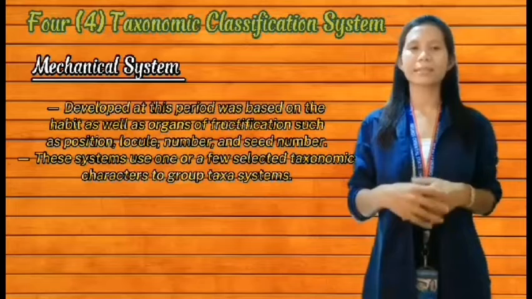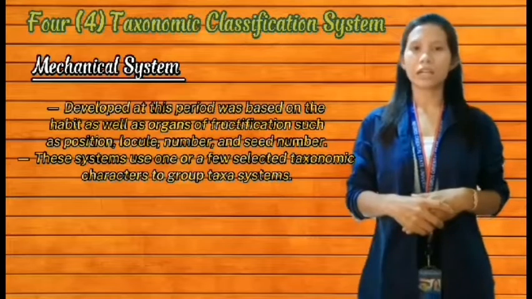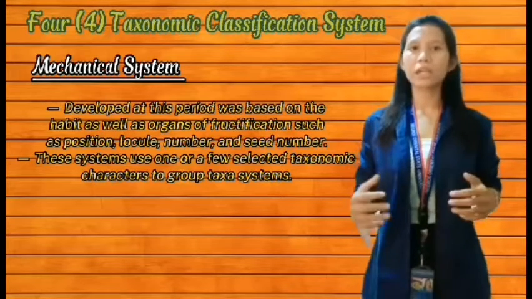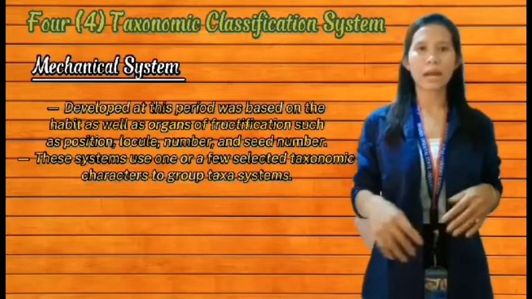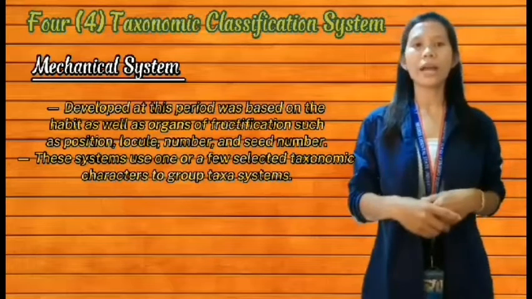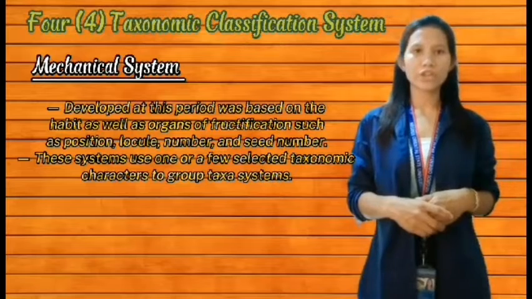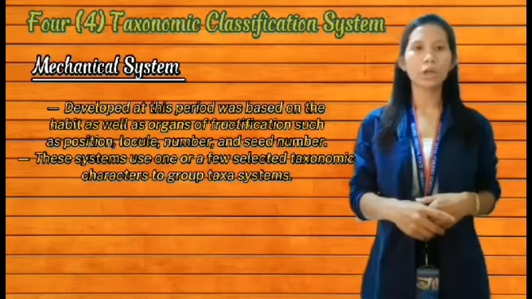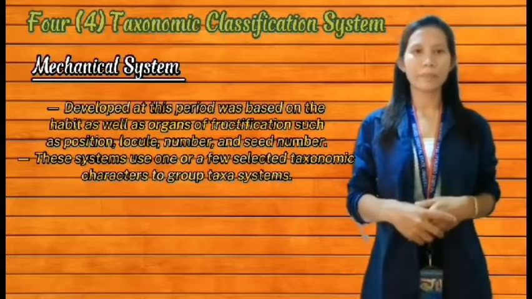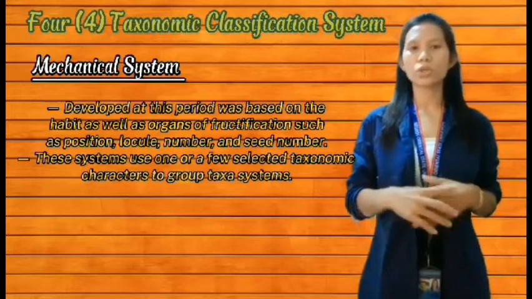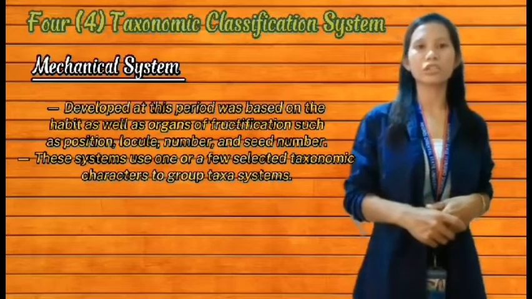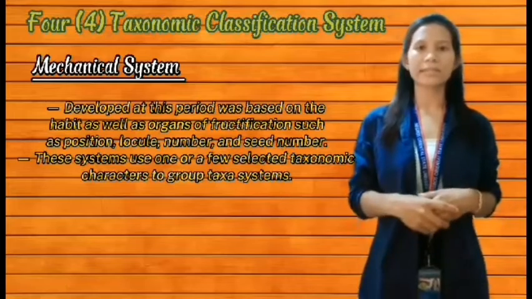Next, the mechanical system. The mechanical classification systems developed at this period were based on the habit as well as organs of fructification such as position, locule, number, and so on. So these systems use one or a few selected taxonomic characters to group taxa.